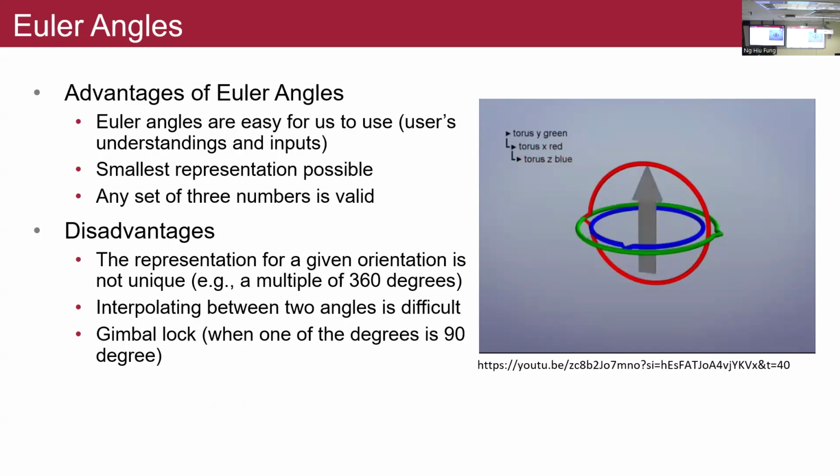So when two axes align with each other, wherever you rotate, the results are the same. Then we need to restart all the camera settings, restart all the matrix settings, and that is called gimbal lock.